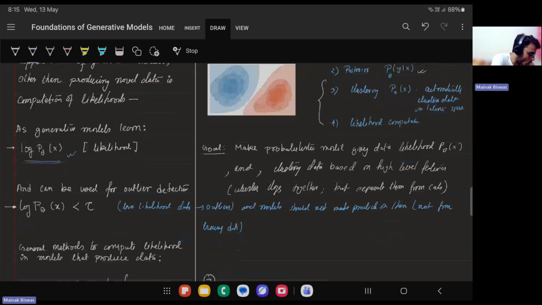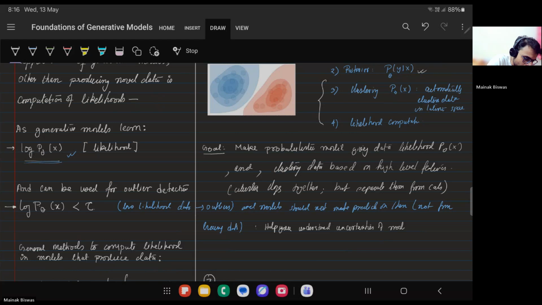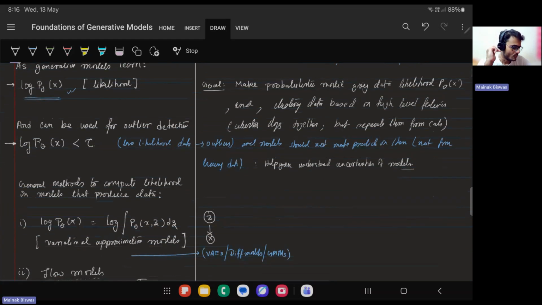It helps you quantify and understand the uncertainties of the model. Now we have seen various methods to do it.